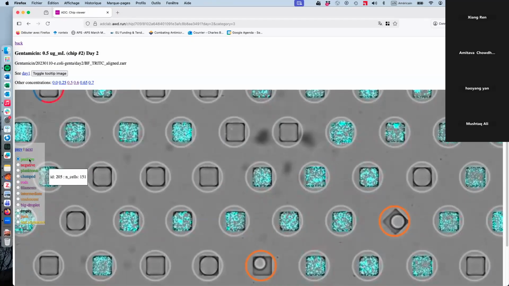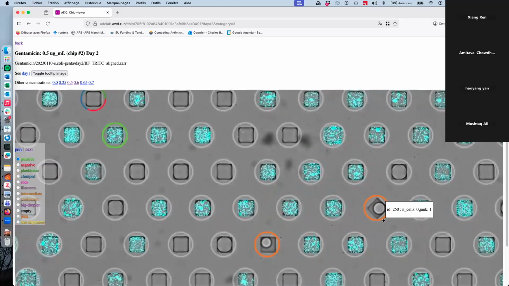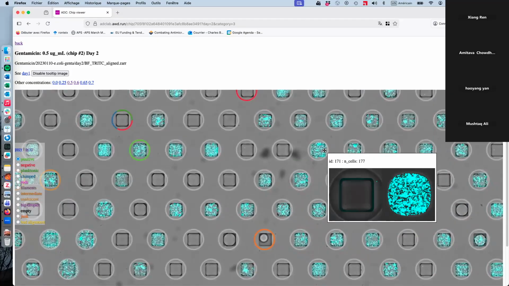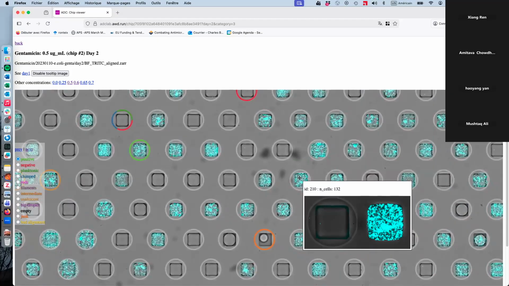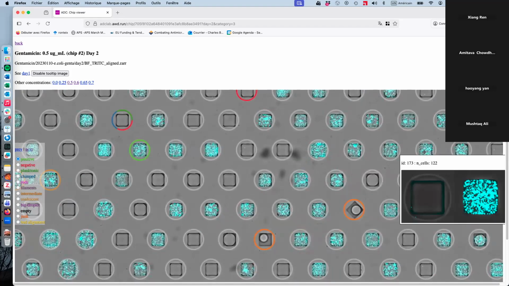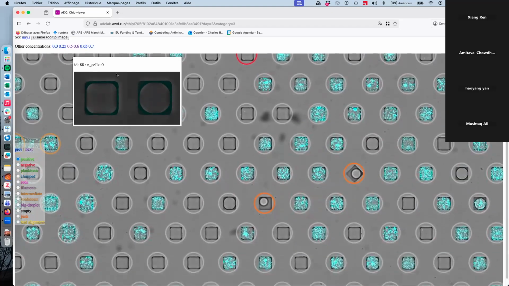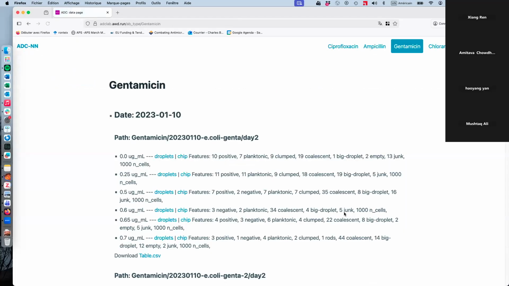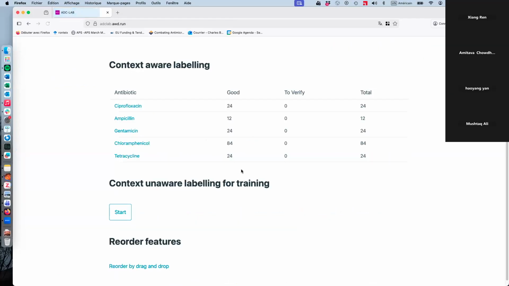So with this platform, I can label individual droplets. So I can exclude, for example, droplets that shrunk like this. I can also ask the software to show me the first day and the second day for the same droplet. And in this way, do kind of a quality control on each one of the droplets in each one of the chips. So this is one way to do quality control on the data.